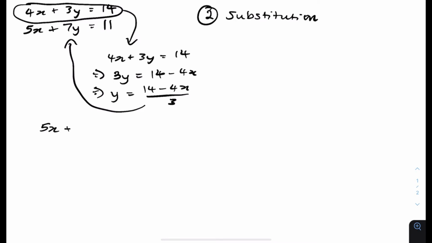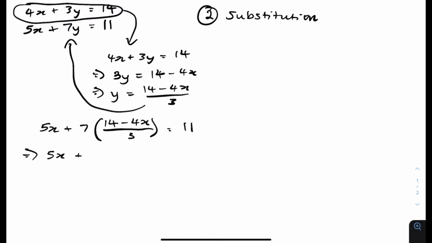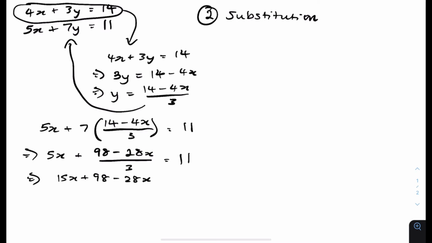So now we can write it as 5x plus 7 multiplied by (14 minus 4x) over 3, and it's equal to 11. So 5x plus, and then 7 times 14 is 98, I think. Yes. 98 minus 28x over 3, which is equal to 11. Which means that we can make this the common denominator, which means it would be 15x plus 98 minus 28x, equals 11. Oh, this is over 3, sorry.